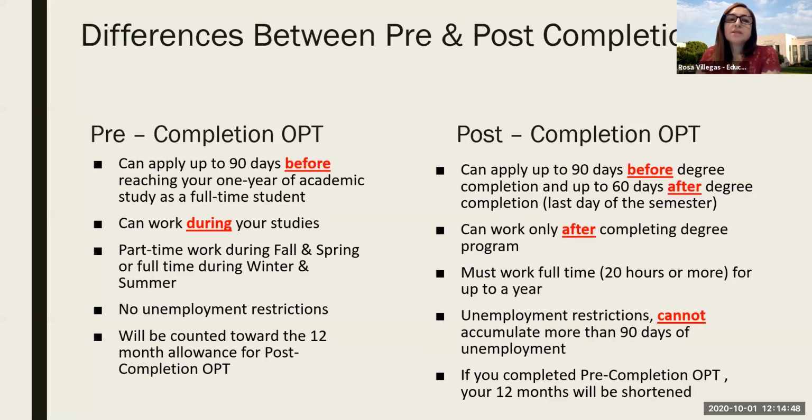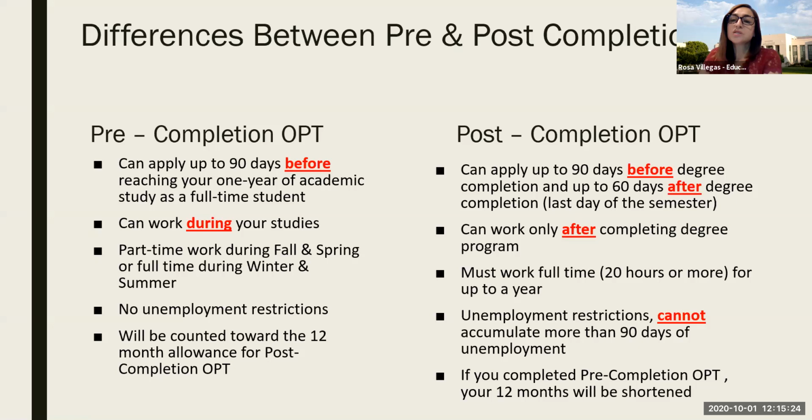So we did talk about the similarities between pre and post completion OPT. Now we can talk about the differences. Pre-completion OPT, you can apply 90 days before reaching 1 academic year, meaning if you started at PCC during the spring semester and fall is your second semester and you're interested in applying for OPT pre-completion, you can go ahead and do it now because you're going to be finished your 1 year at the end of the semester.